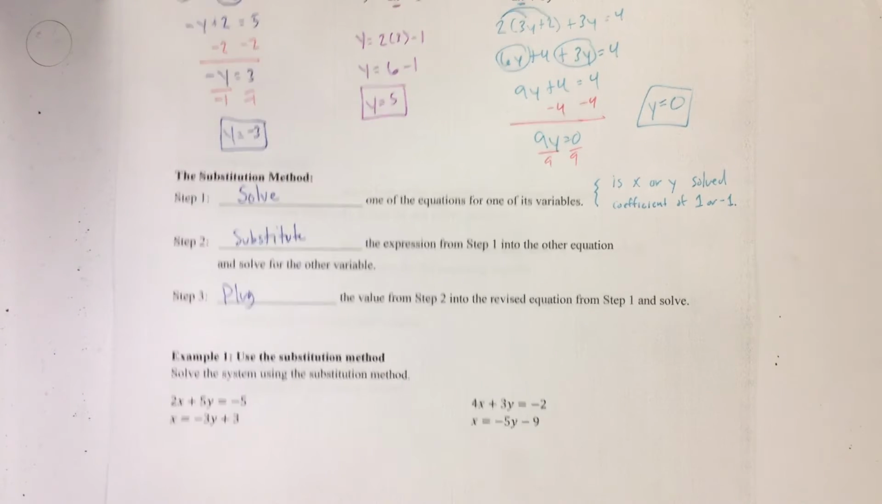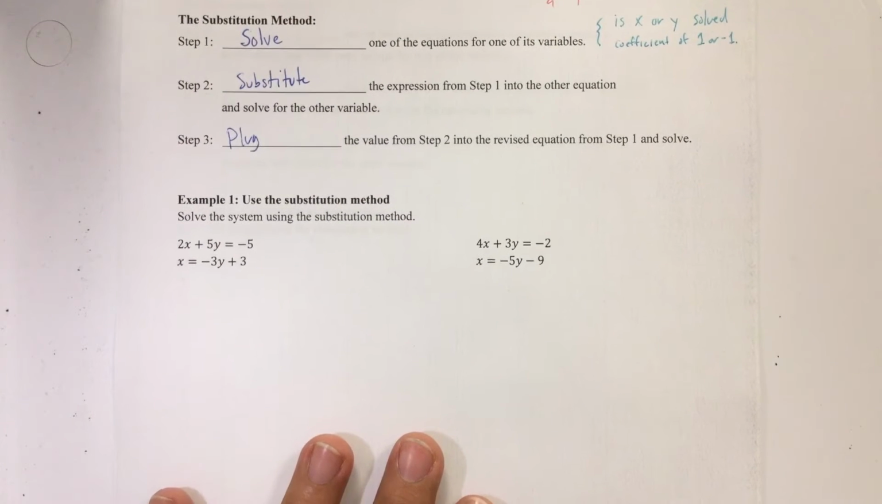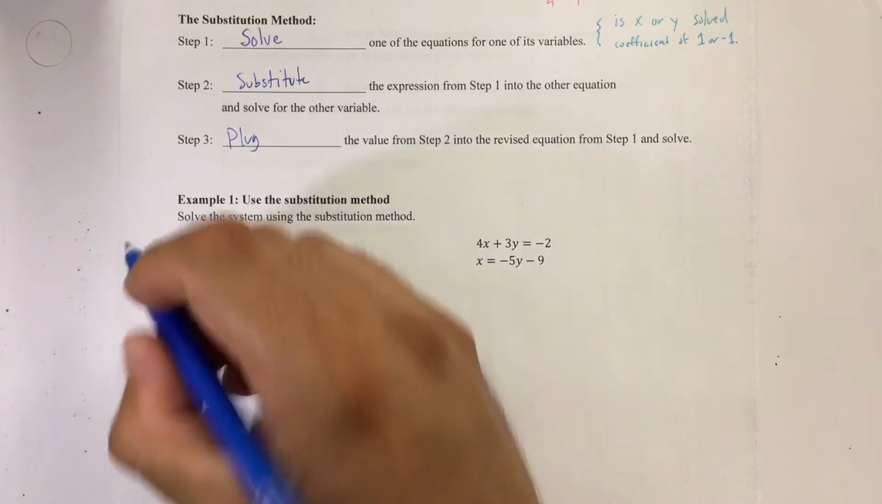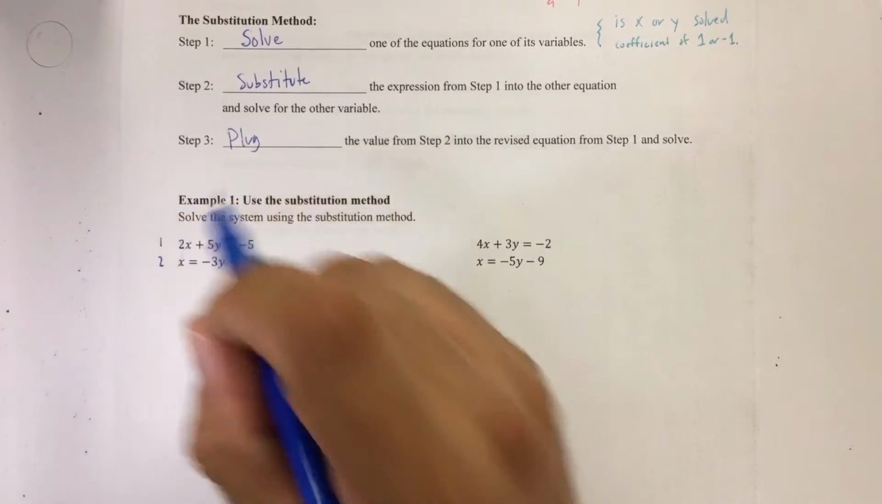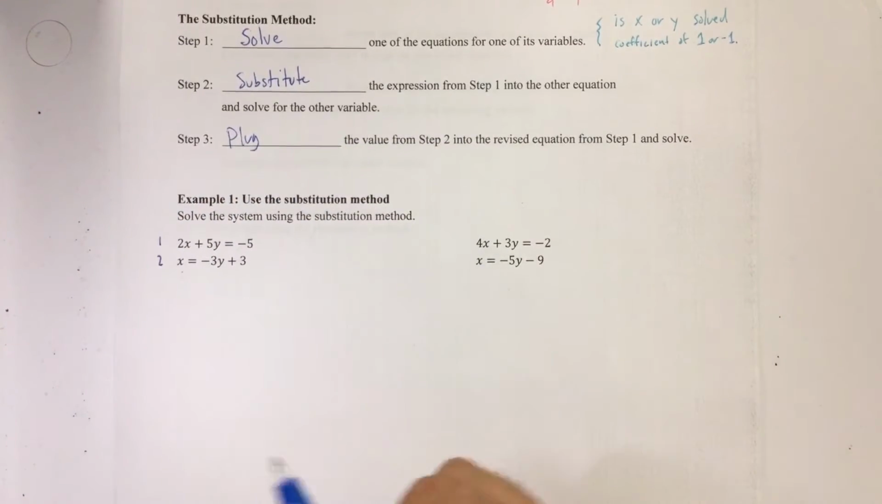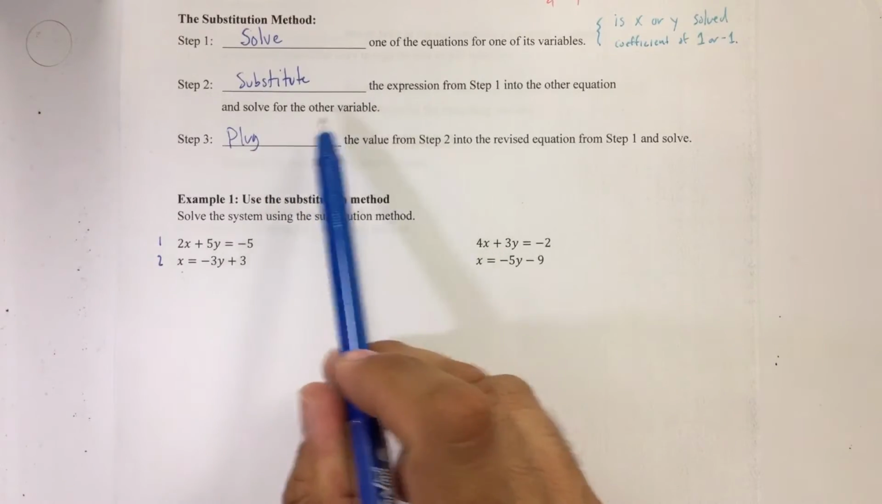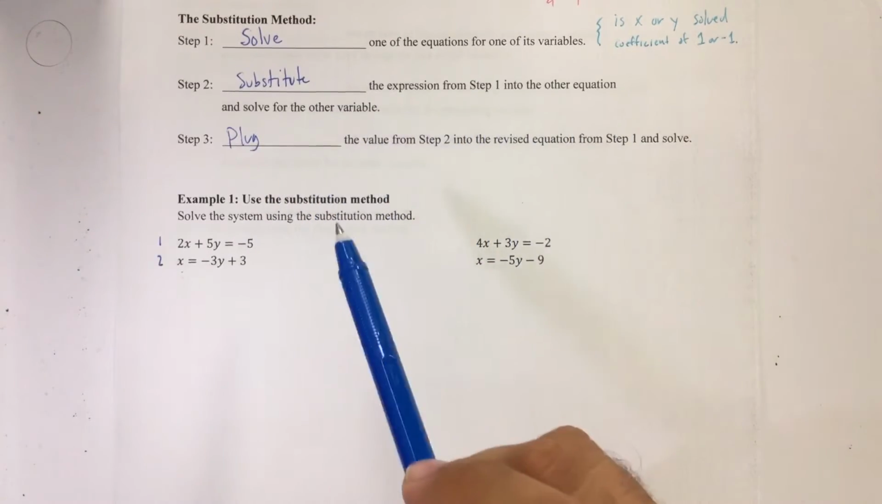Okay, let's take a look at these two examples. The first one says solve the system using the substitution method. Step one says solve one of the equations for one of its variables. In this case, one of the equations is already solved. We'll call this equation 1 and this equation 2. So equation 2 is already solved for x. Step 2 says substitute the expression from step 1 into the other equation and solve for the other variable.